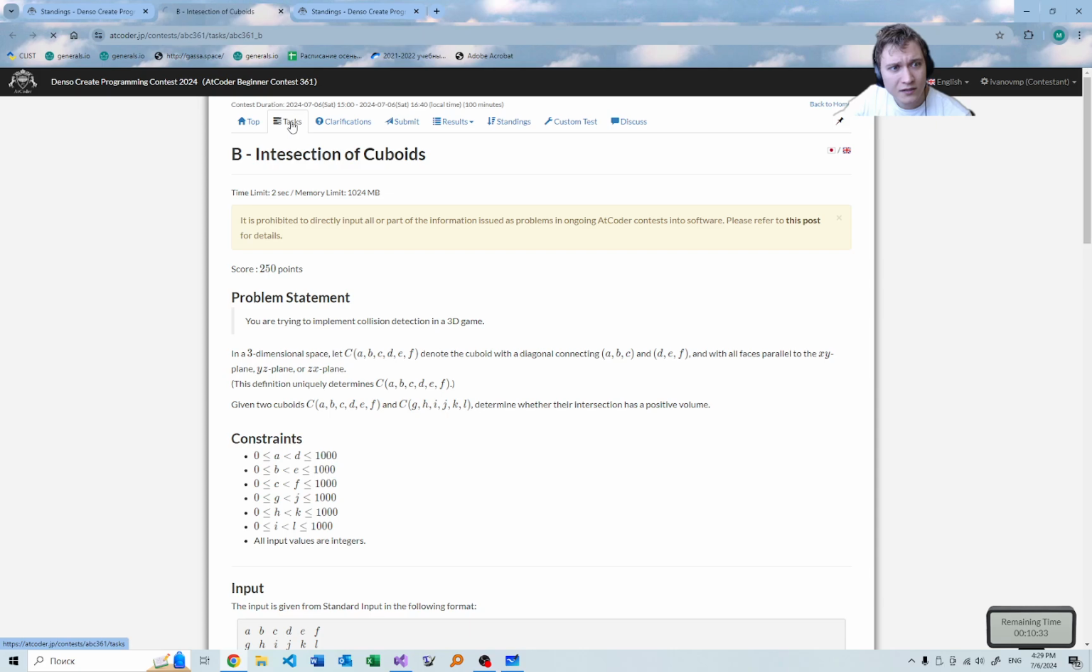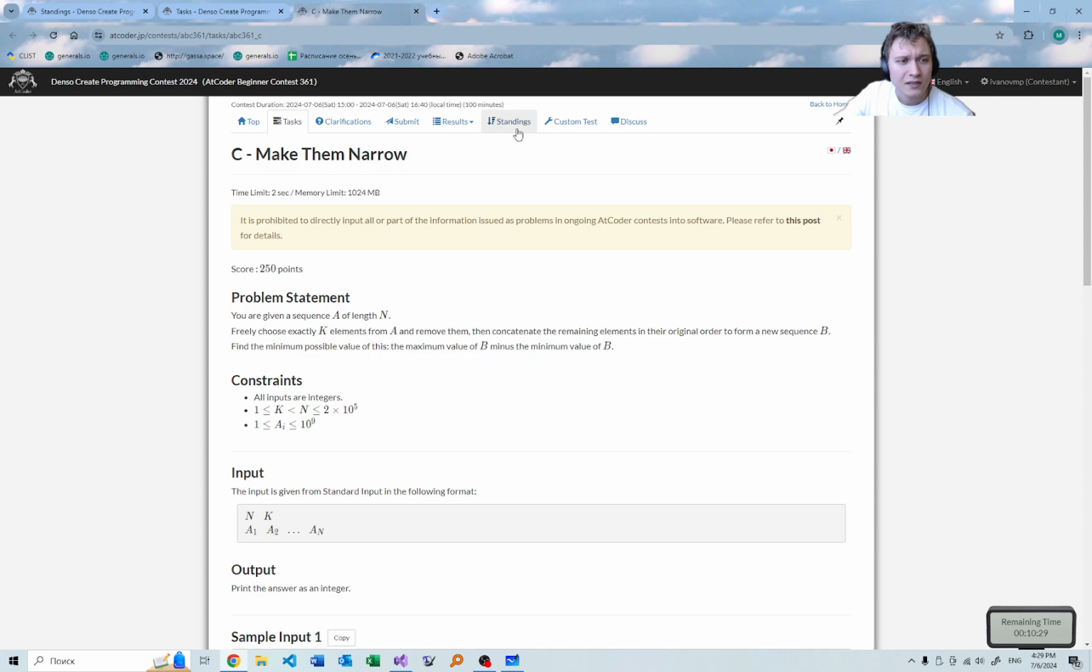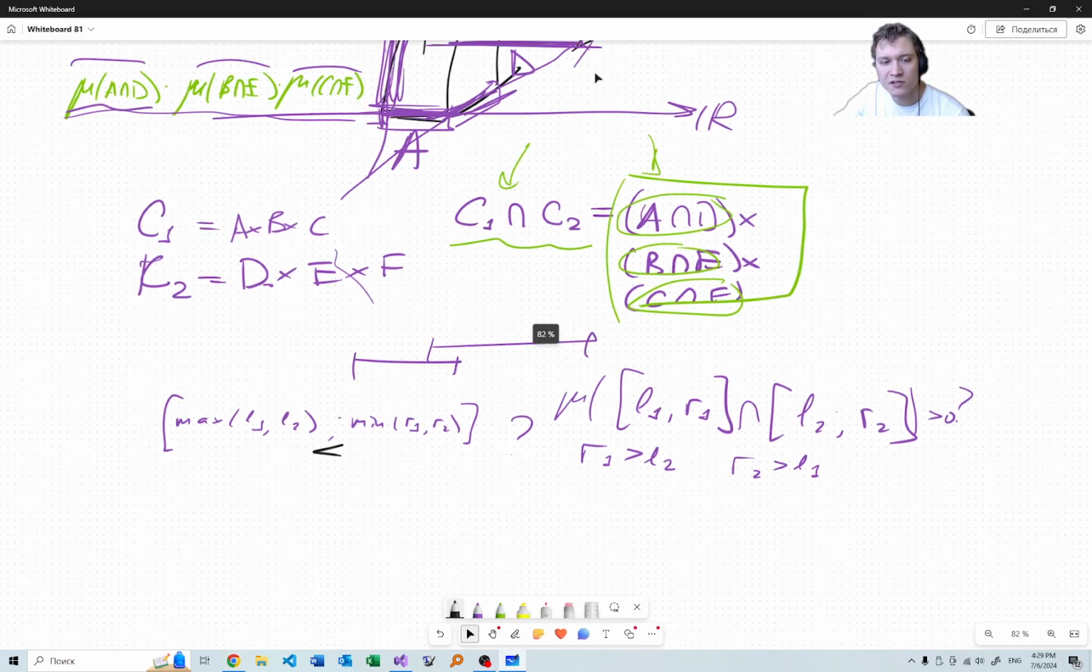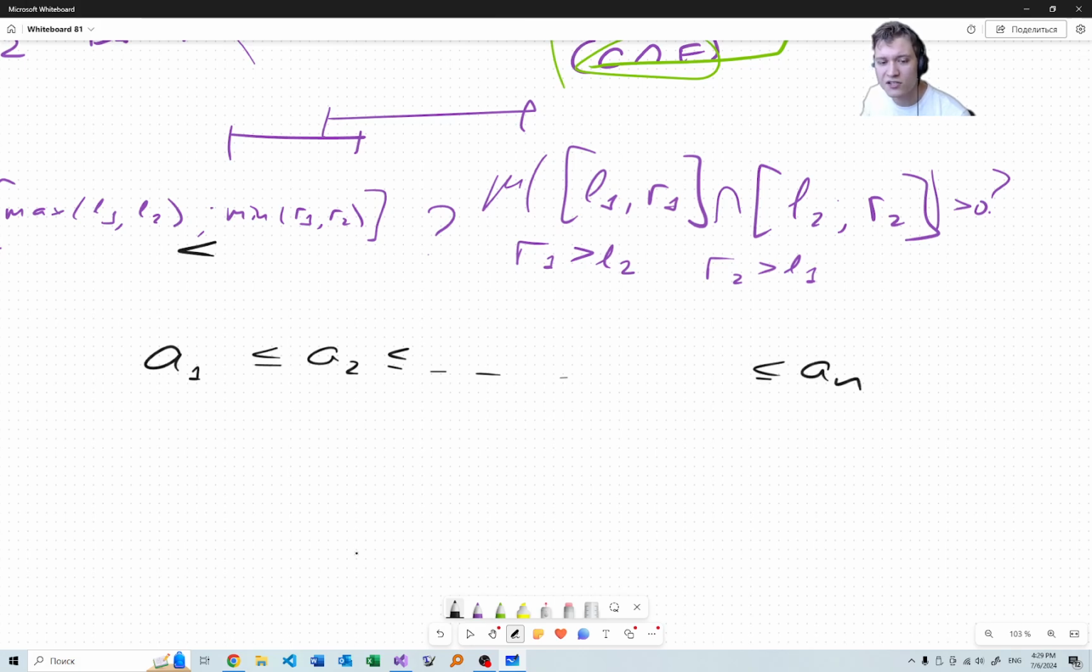So we go on with problem C. You are given a sequence A of length n. We need to choose exactly k elements from A and remove them, and minimize the maximum minus the minimum of the residual sequence. Okay, let's firstly sort our sequence. So let's say that A1, A2, etc., AN is the sorted sequence.